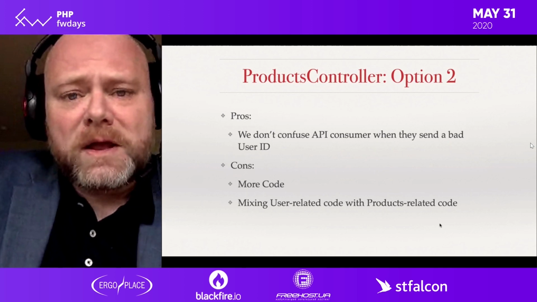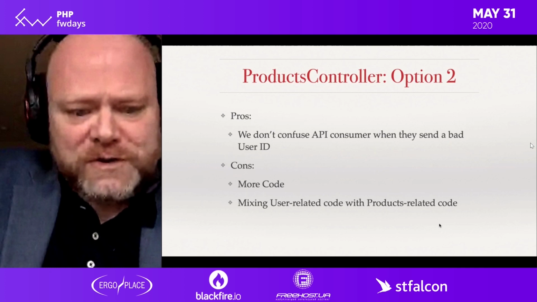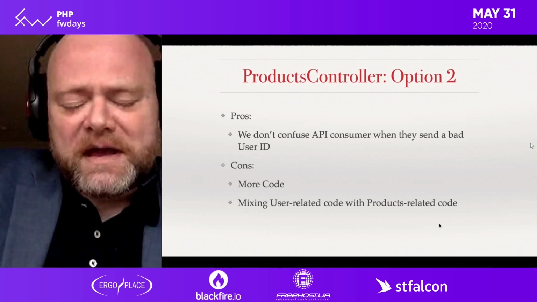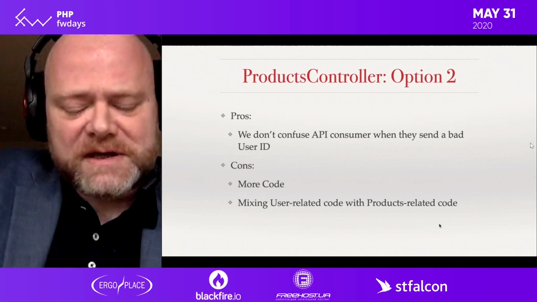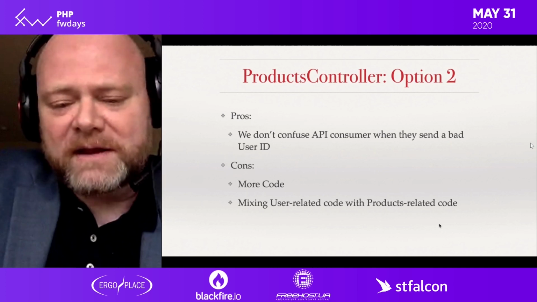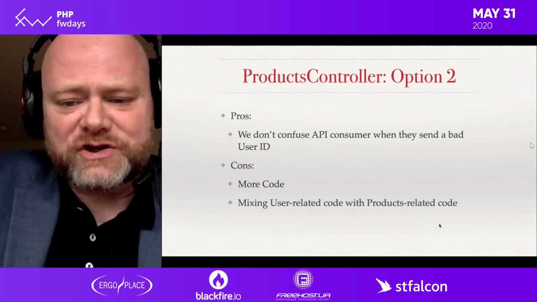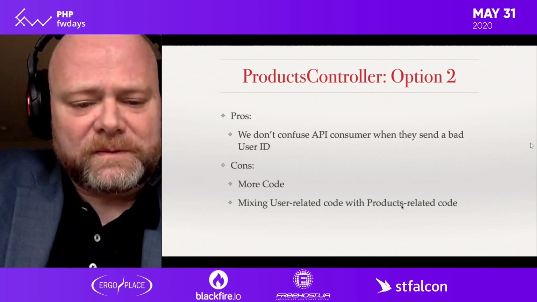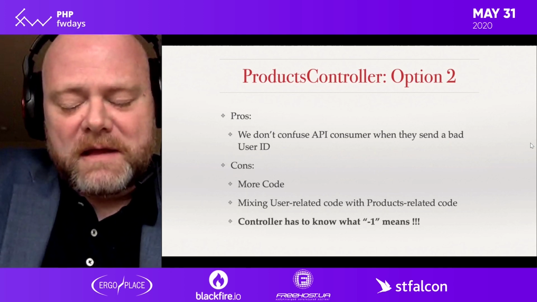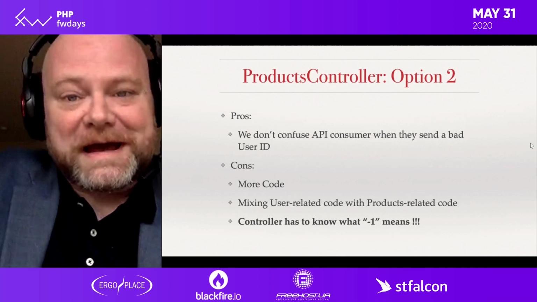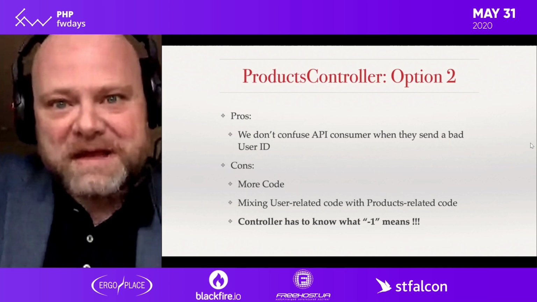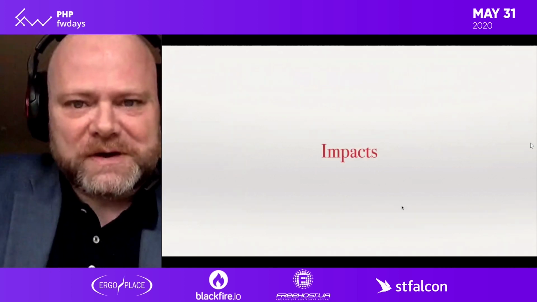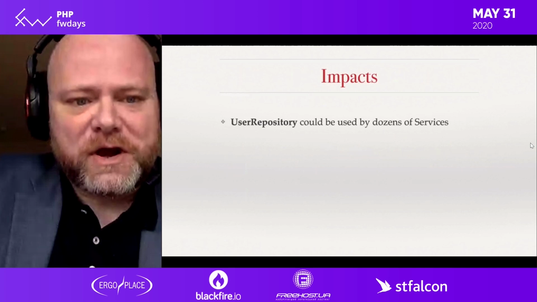If you think about it, the controller wants to get a list of products. But now inside of the code of the controller, you see a lot of code handling user edge cases and products code. And the other thing is now your controller has to know what -1 means, right? This special integer. So you're going to start seeing a lot of impacts in your code.